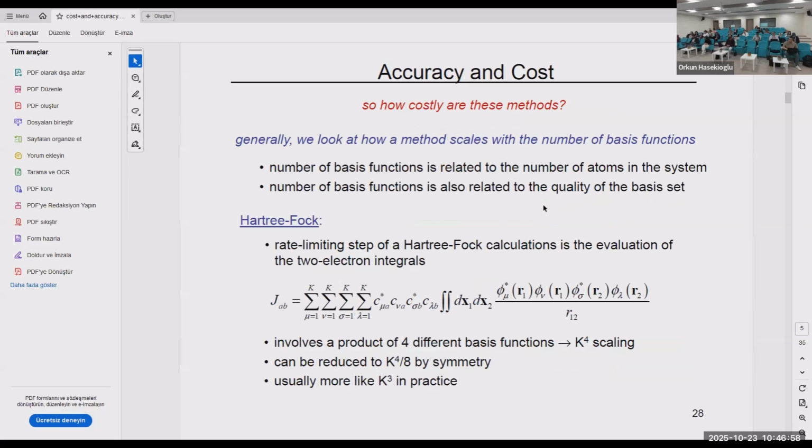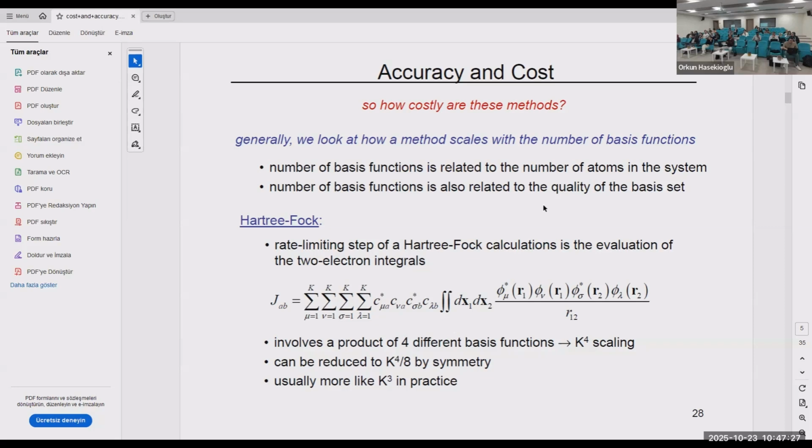So how costly are these methods actually? Generally, we look at how a method scales with the number of basis functions. The number of basis functions is related to the number of atoms in the system, right? The number of basis functions is also related to the quality of the basis set, right? And we saw the basis set just a few minutes ago.